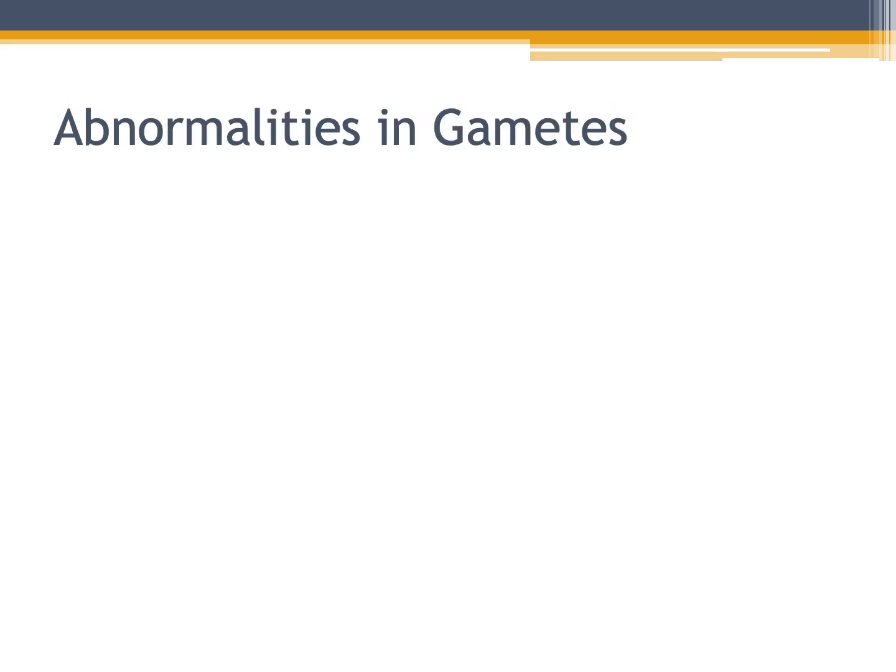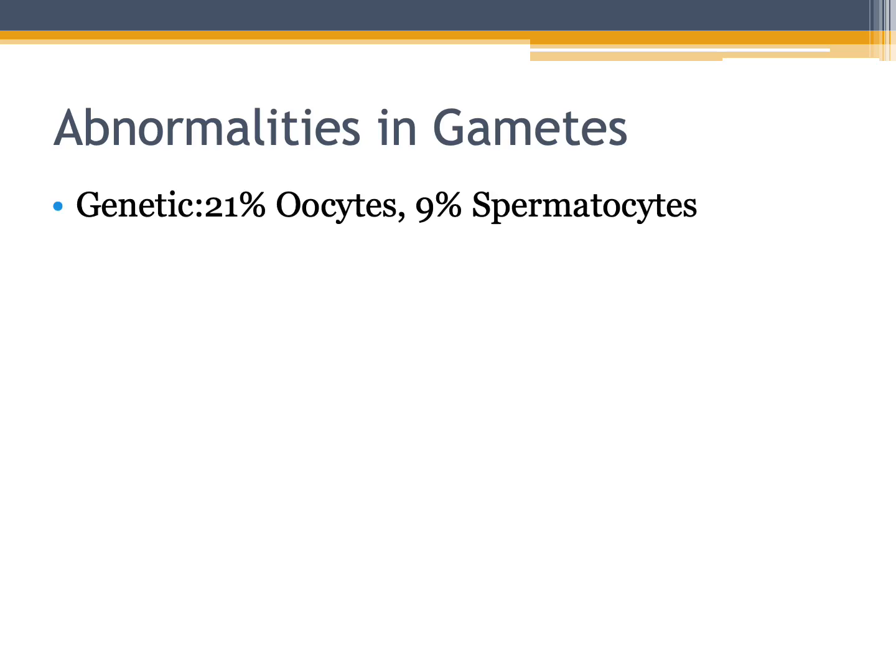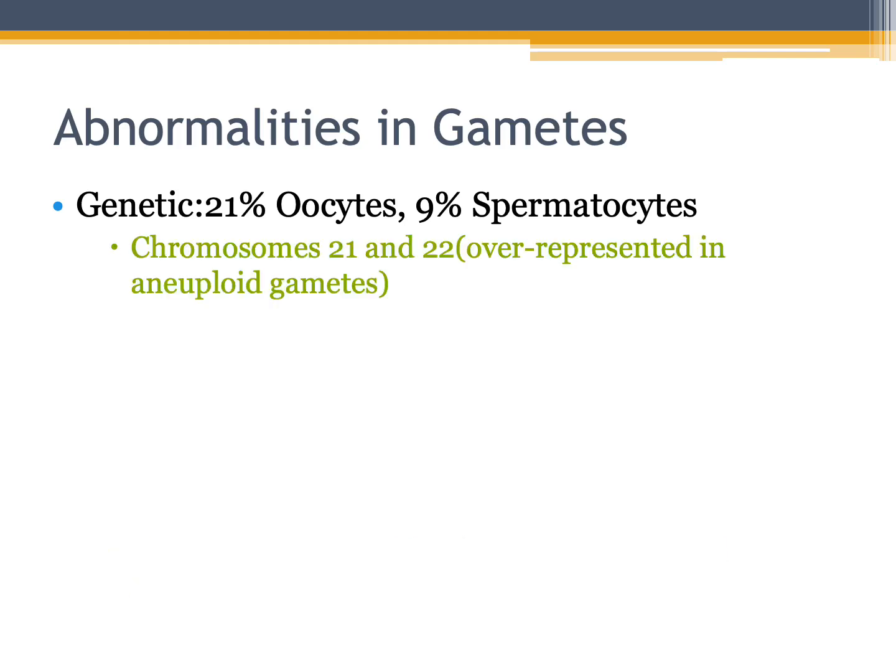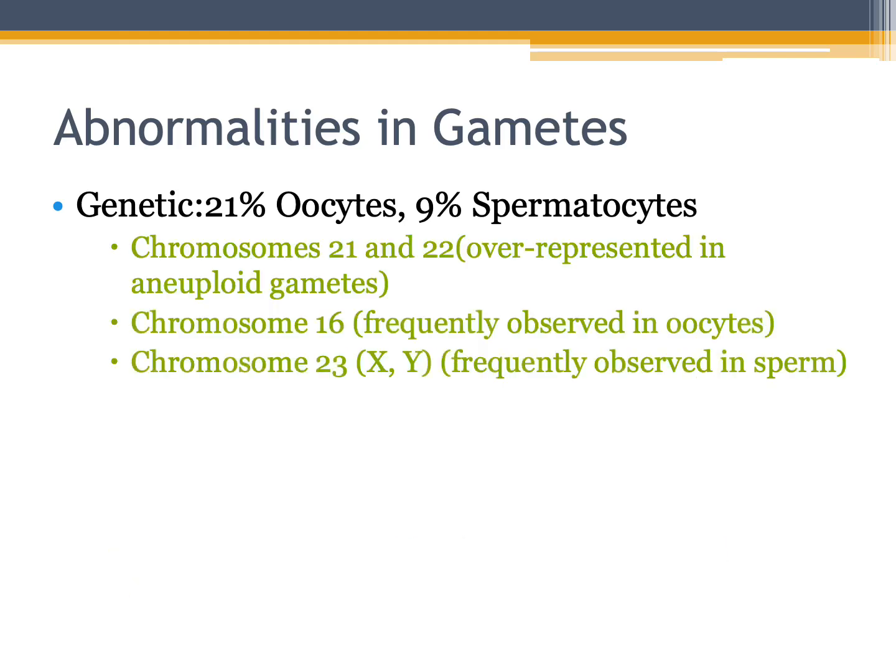So let's take a look at how these abnormalities come about. About 21% of all genetic abnormalities will come strictly from the oocytes. About 9% of genetic abnormalities will come strictly from spermatocytes. Of these, we get the predominance of issues coming in chromosomes 21 and 22, chromosome 16, and chromosome 23.